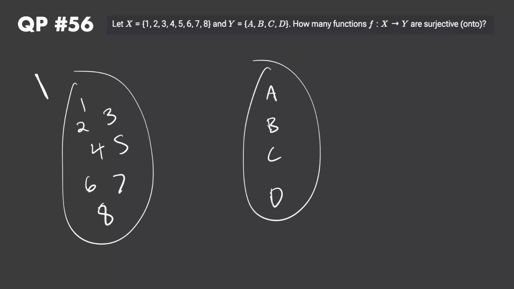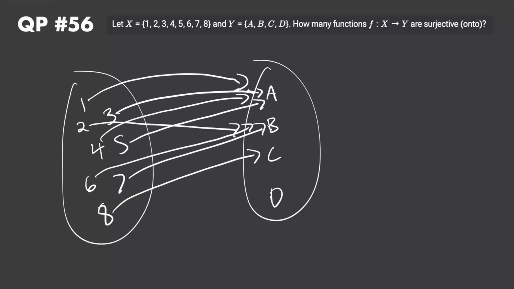Well, I have my domain over here, right? All of my possible x values. And then my codomain is over here with all my possible y values. For a function to be surjective, every single one of these values needs to get mapped to, right? For instance, this mapping right here would not be surjective because D never got mapped to. So this is just a straight up reframing of the ice cream truck problem.